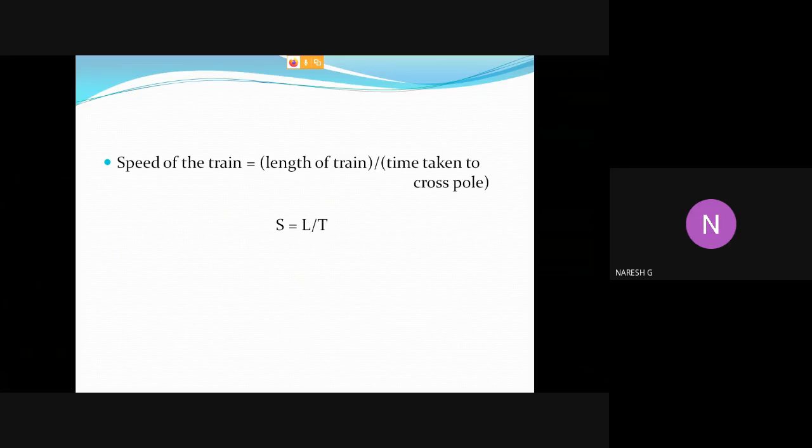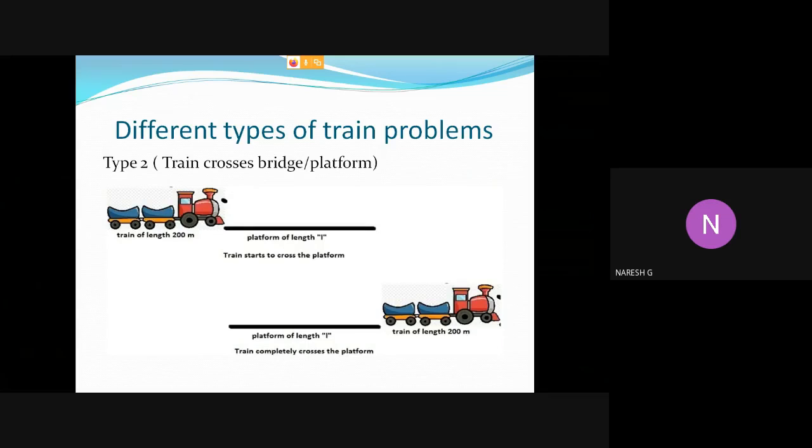Next, the second type: a train crosses a bridge or platform. Here in the first diagram, the train is entering the platform. Now observe the second diagram. Here in the second diagram, we can say the train has crossed the platform.